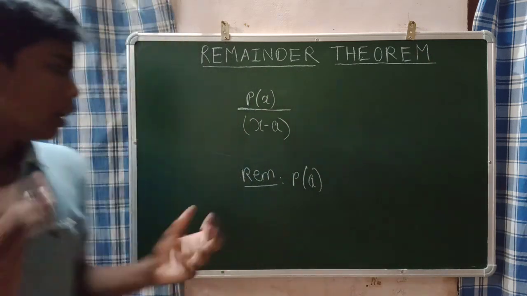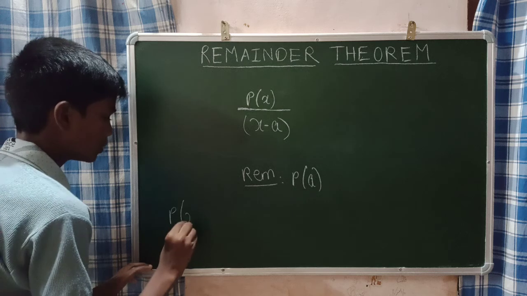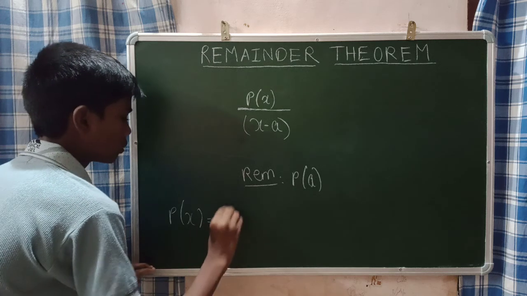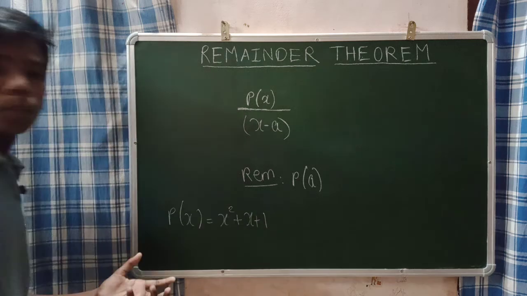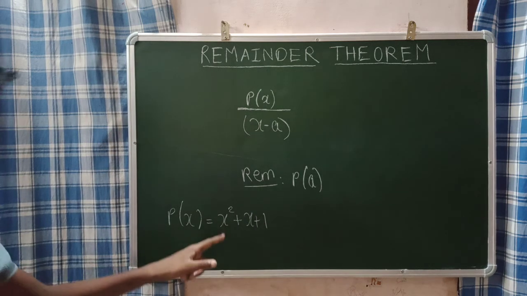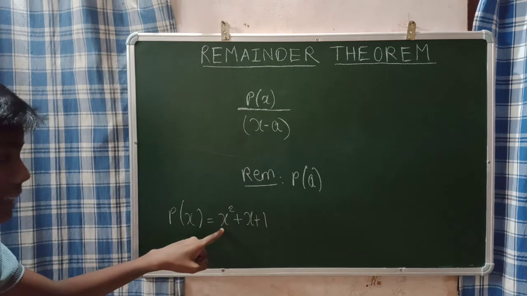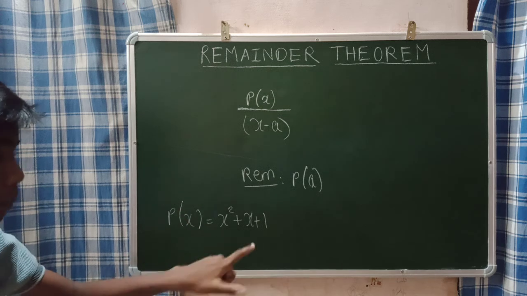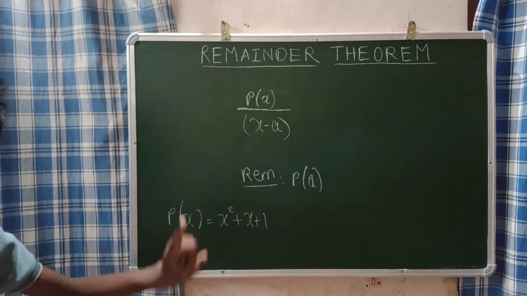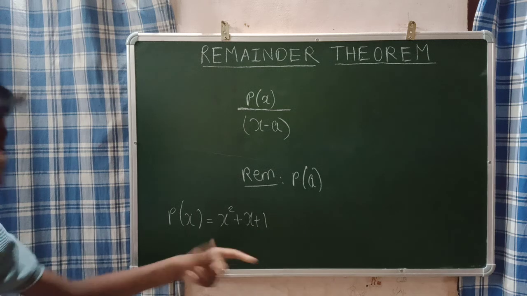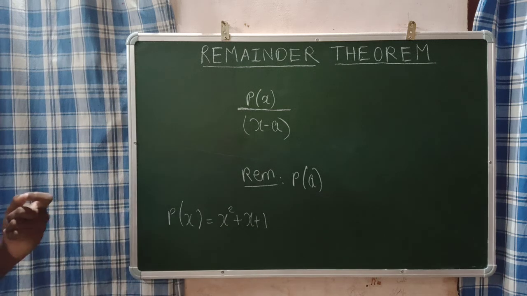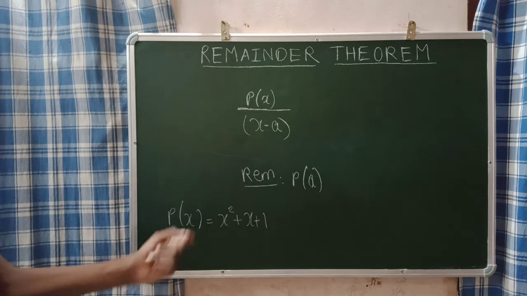Whole number power means your p of x. Guys, I will give some examples. Your p of x can be x square plus x plus 1. This is a polynomial because it has whole number powers. For x square, the power is 2, that is a whole number. For x, the power is 1, that's a whole number, and for 1, the power is 0.